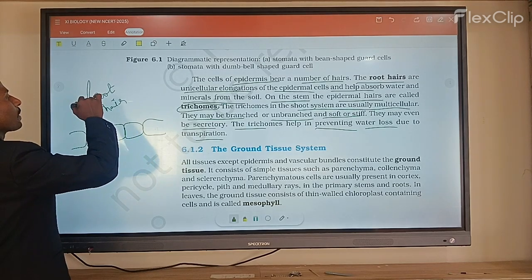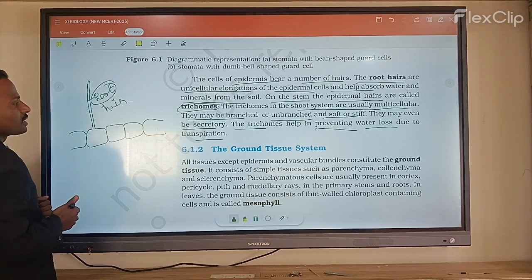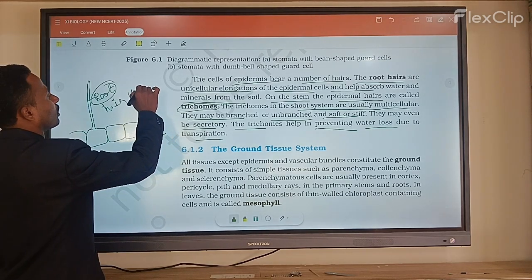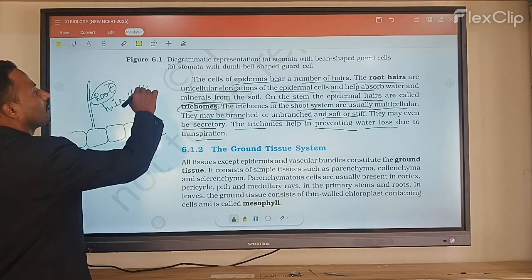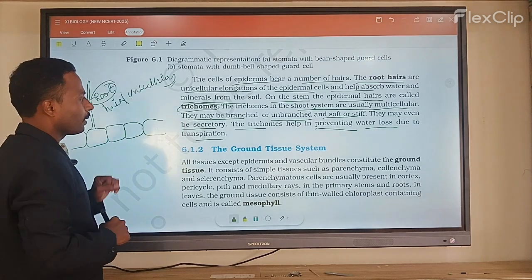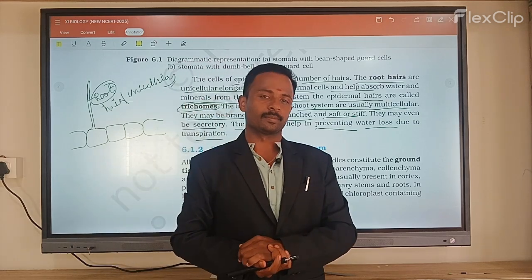Here the trichomes, sorry, the root hairs, present only in roots. Their function is the absorption of water and minerals. These root hairs are completely unicellular. Okay, this is the first one, the epidermal system.